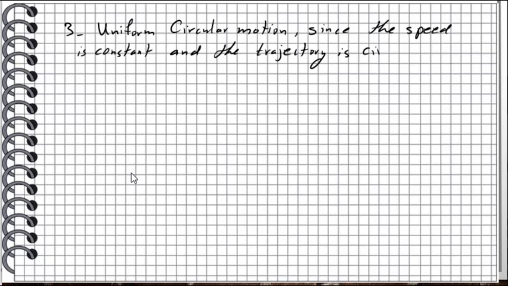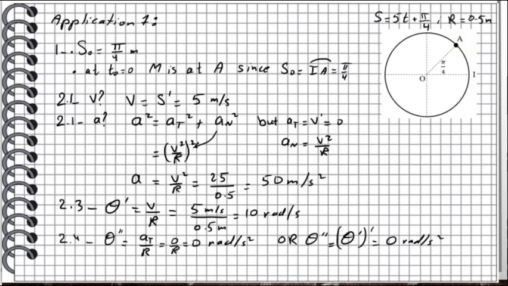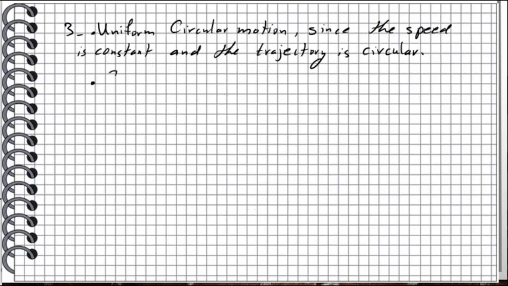Now, how to find the sense of motion? You have to look at theta prime. If positive, then the object is directed positively as indicated. If negative, then it would be negative. Sense of motion is positive or counterclockwise, since theta prime is positive.